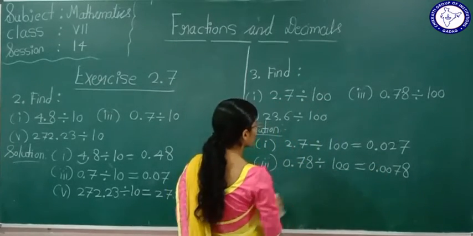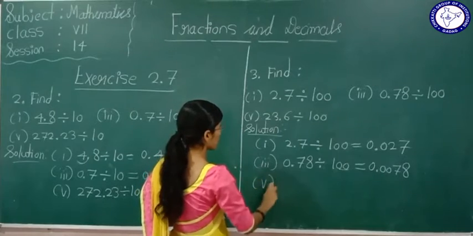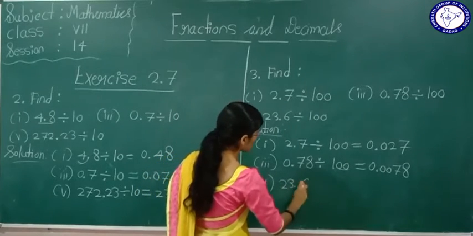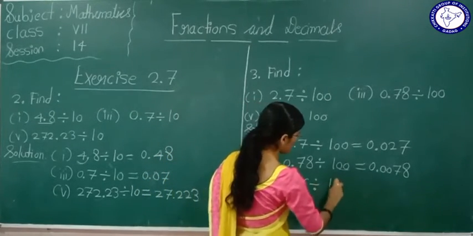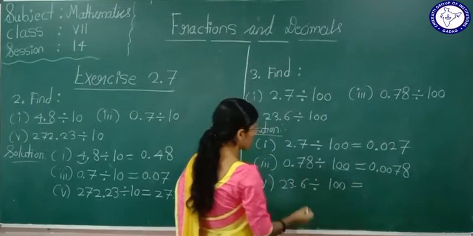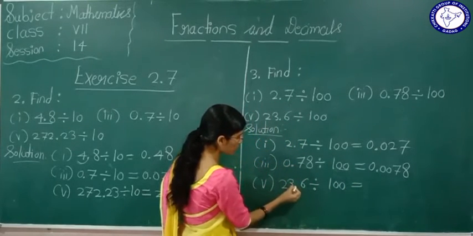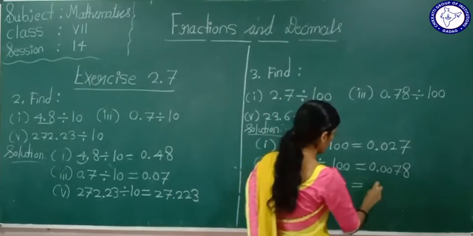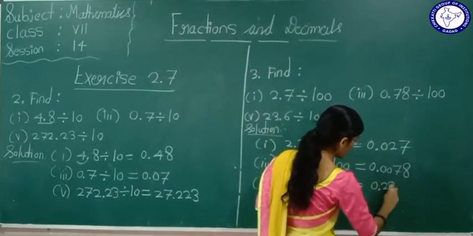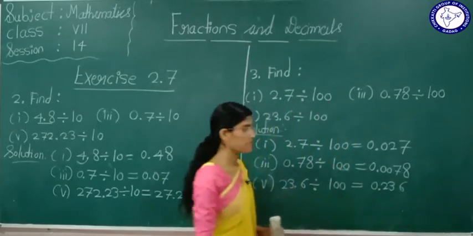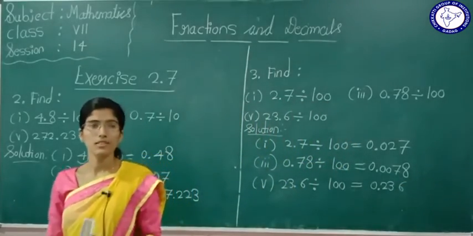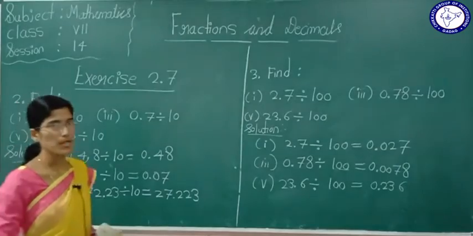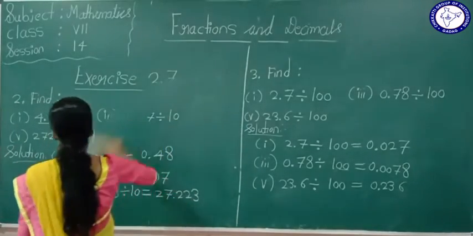Okay. Now we will go for the fifth one. 23.6 divided by 100. So just shift this decimal point to the left by 2 places. 1, 2. What will it be? 0.236. Okay. This is about the third one. Now we will go for the fourth one.